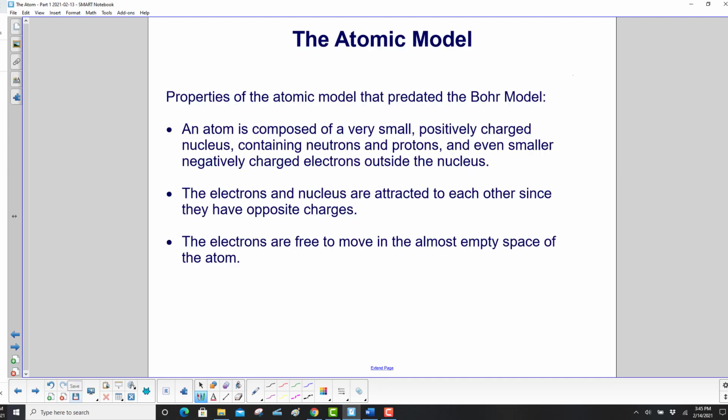The Bohr Model. Properties of the atomic model that predated the Bohr model. An atom is composed of a very small positively charged nucleus, which contains neutrons and protons, and even smaller negatively charged electrons outside the nucleus. The electrons and nucleus are attracted to each other since they have opposite charges, and the electrons are free to move in the almost empty space of the atom.